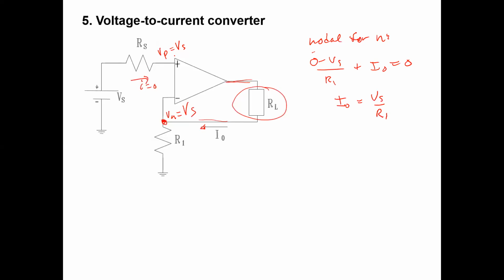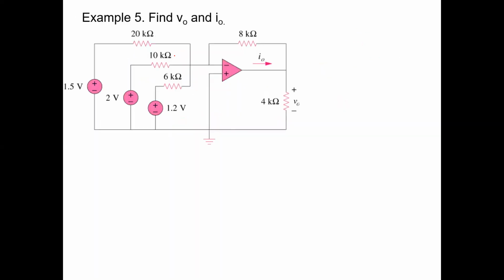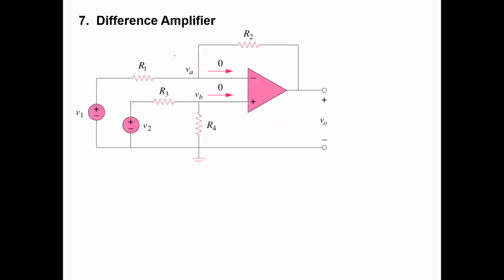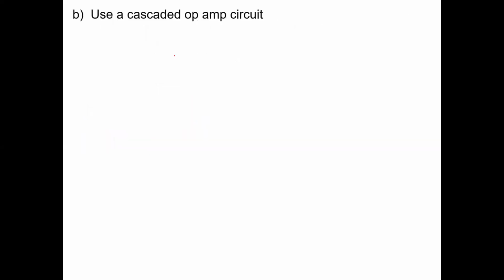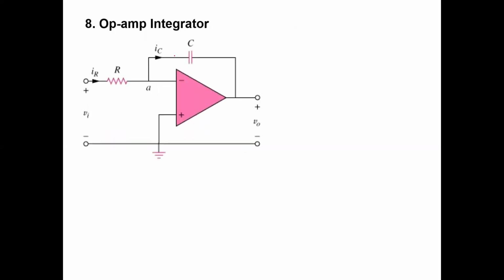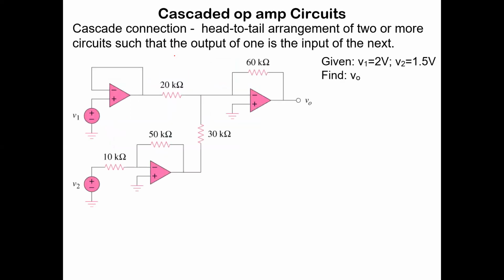And those are like 5 different op-amp patterns. We're going to look at these tomorrow. We'll look at the summing circuit, how you can add 3 voltages together, a difference amplifier, which subtracts one voltage or signal from another, and cascaded op-amps, op-amp integrators, and op-amp differentiators. And you can cascade a bunch of these together.